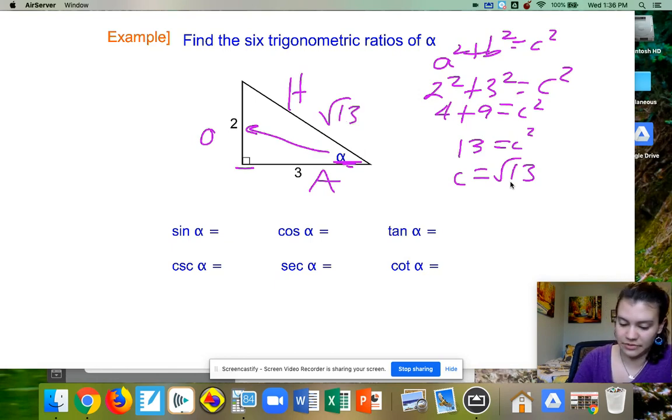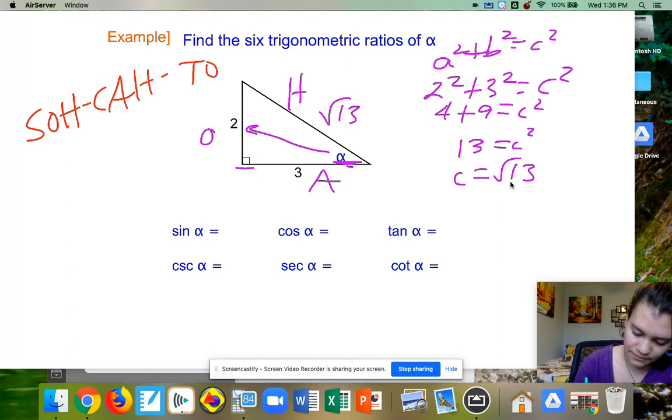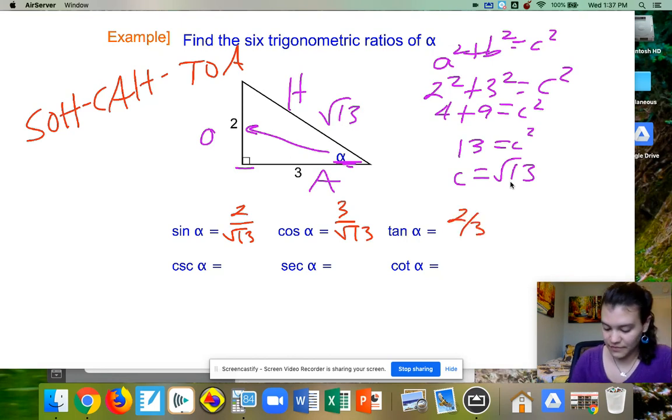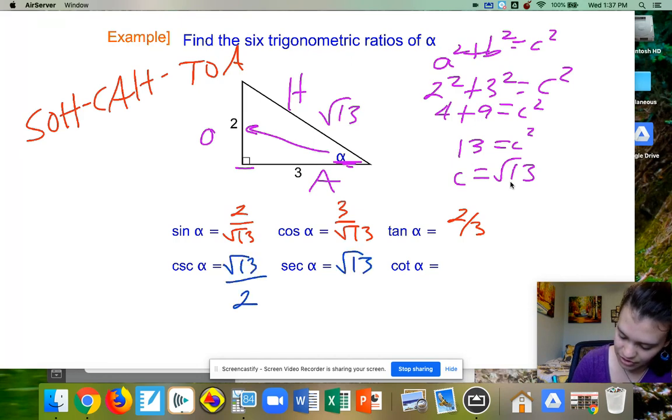And then from there we can fill out the rest of this. Sine is your opposite over hypotenuse, so you get 2 over square root of 13. Cosine is your adjacent over hypotenuse, so 3 over square root of 13. Tangent, opposite over adjacent, so 2 over 3. And then to find the next row with your cosecant, secant, and cotangent, you just take the reciprocals. So this will be square root of 13 over 2, square root of 13 over 3, and 3 over 2.